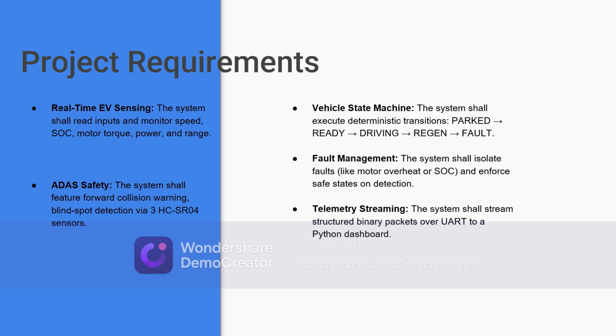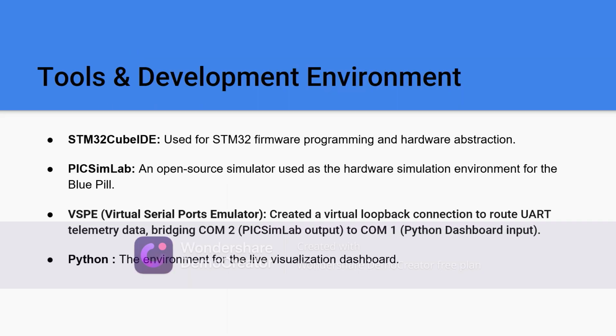Vehicle state machine: the system shall execute deterministic transitions from parked to ready to driving to regeneration to fault. Fault management: the system shall isolate faults like motor overheat or low SOC and enforce safe states on detection. Telemetry streaming: the system shall stream structured binary packets over UART to a Python dashboard.